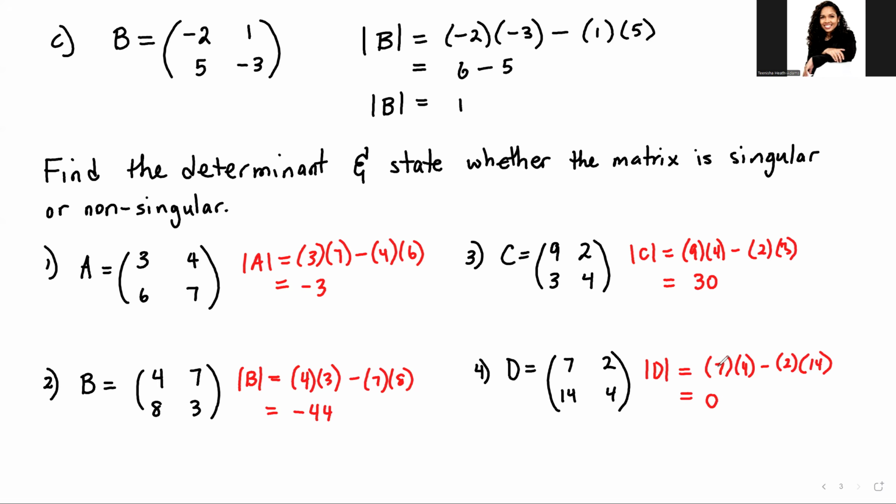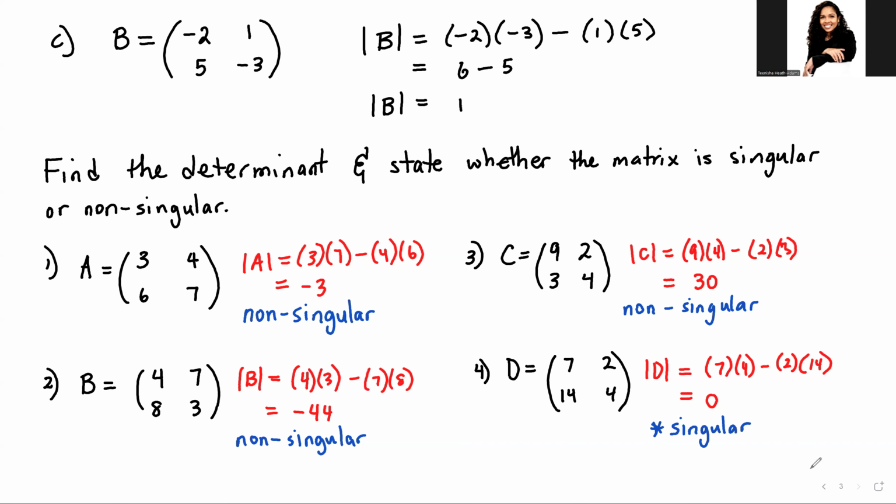So all of them except D are non-singular, right? Remember, a non-singular matrix is one where the determinant is not 0. So all of these, 1, 3, and 2, are non-singular matrices because their determinants are not equal to 0. However, for 4, the determinant of D is equal to 0, so it's the only one that's a singular matrix.